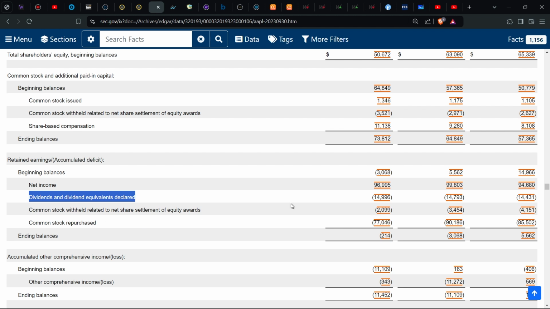Common stock repurchased is a buyback program. Meaning, out of the common stock available and traded publicly, the company may decide to buy back some of their shares to reduce the supply of shares in the market. For this one, I have to take a detour and explain a bit what this means.